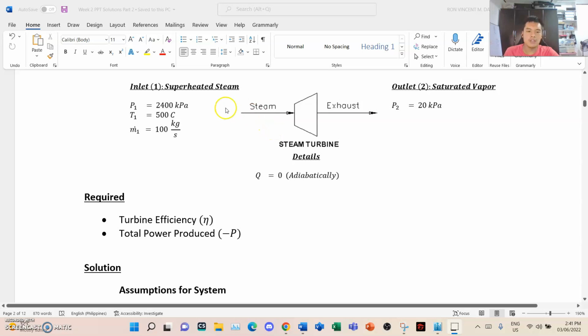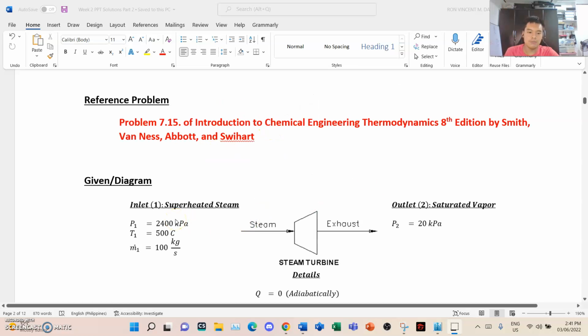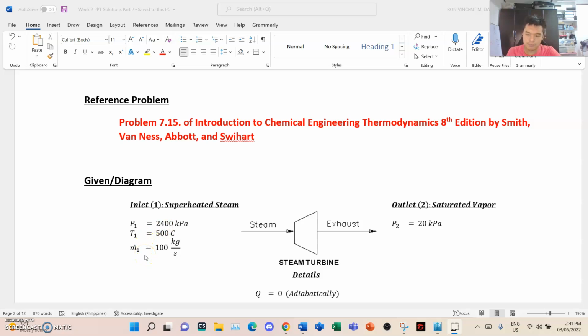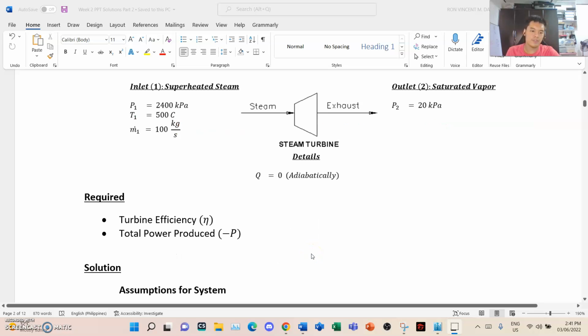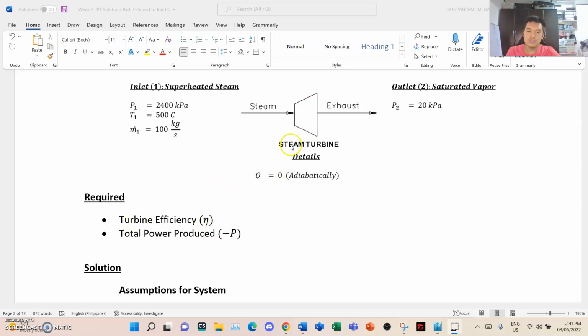So, superheated steam enters the turbine at the inlet pressure, temperature, and mass flow rate of 100 kg per second, and exhausts as saturated vapor at the outlet at 20 kilopascals. The turbine operates adiabatically. That's it. Our required are the turbine efficiency, or eta, and the total power produced by the turbine, or negative P. I'll explain why negative P. For now, the solution will be as follows. I will start by solving it by hand, then we will simulate it using DWSim and compare the two to see if the results match.